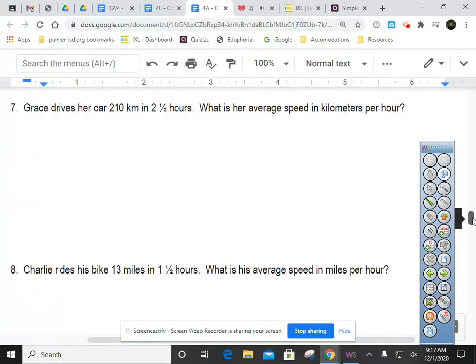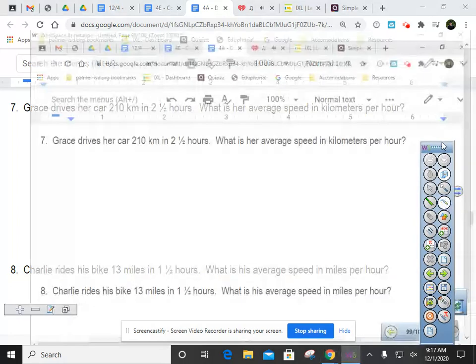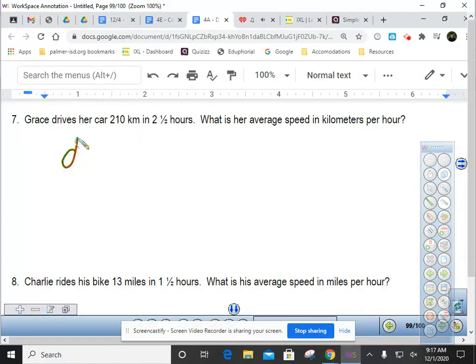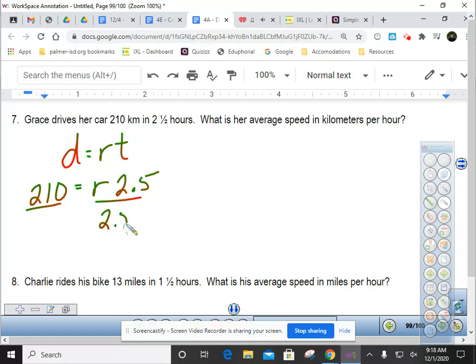Next one. Grace drives her car 210 kilometers in 2.5 hours. What is her average speed in kilometers per hour? What's the formula? And what are we looking for? The rate. What's the distance? 210. Rate. And what's the time? 2.5 hours. Divide both sides by what? 2.5.